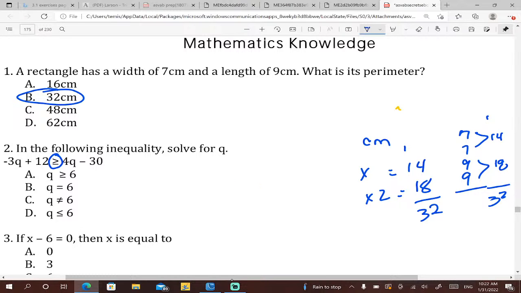So it says, in the following inequality, solve for Q. So we have negative 3Q plus 12 is greater than or equal to 4Q minus 30. Now, some of these problems have prerequisite knowledge required in order for you to be able to understand them and be able to do them.